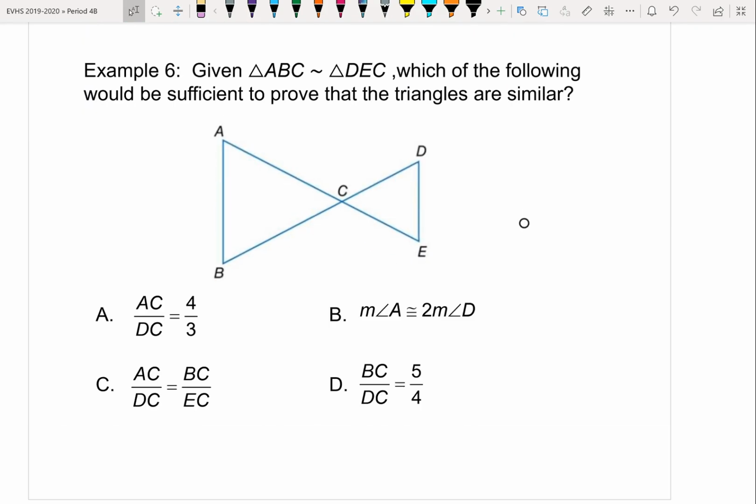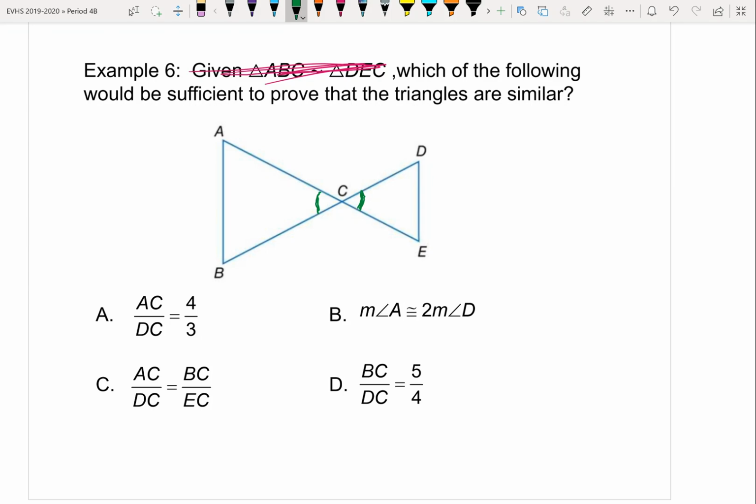Number 6. Given that triangle ABC, oh yeah, again, we said we're kind of ignoring that for a second, which would be sufficient to prove that triangles are similar. Okay, so first off, looking at this, I know that both of my angles coming out of C are going to be congruent by vertical angle theorem. So that's good. Let's see what I can find out here.